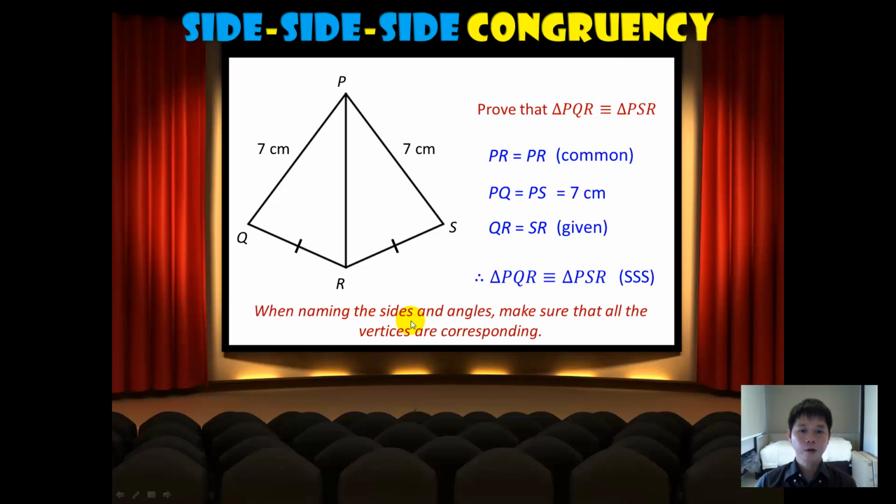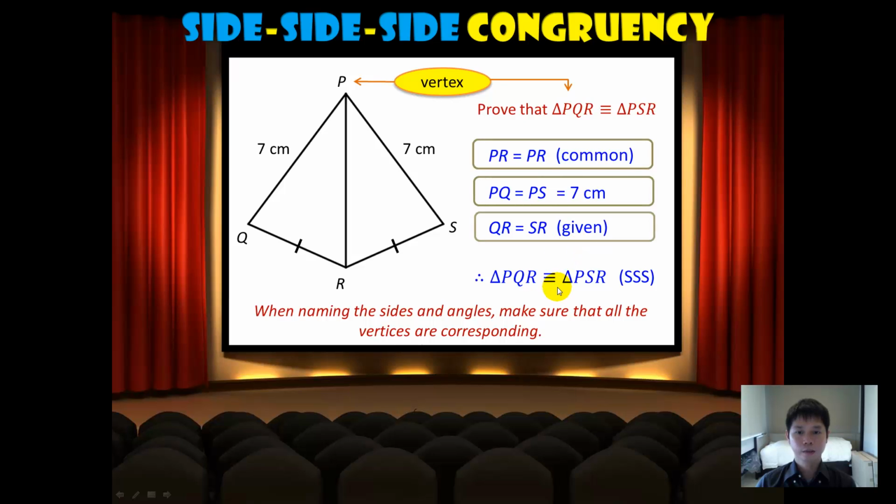Now, while naming all the sides and angles, please make sure that all the vertices are corresponding. P, Q, R, S are the vertices. Please refer to the previous slides to recall the meaning of corresponding. Now, when proving that two triangles are congruent using the congruency test, you must prove that 3 pairs of measurements are equal with one concluding statement.